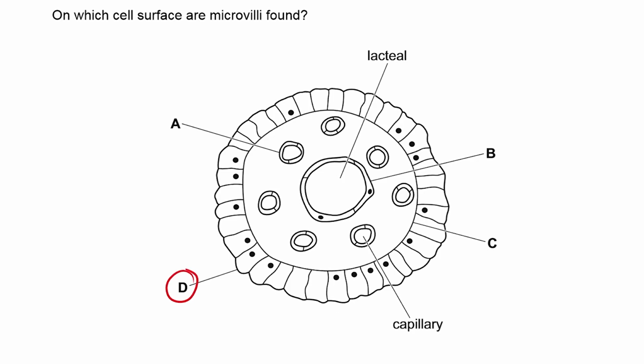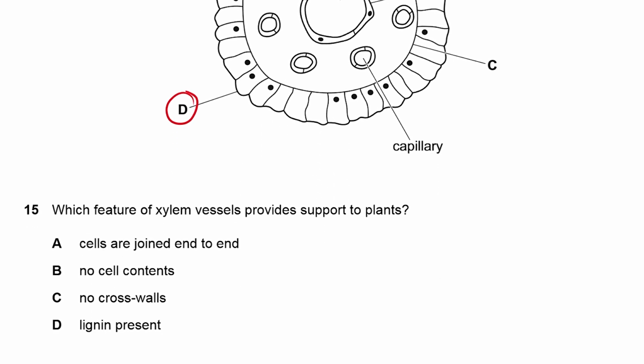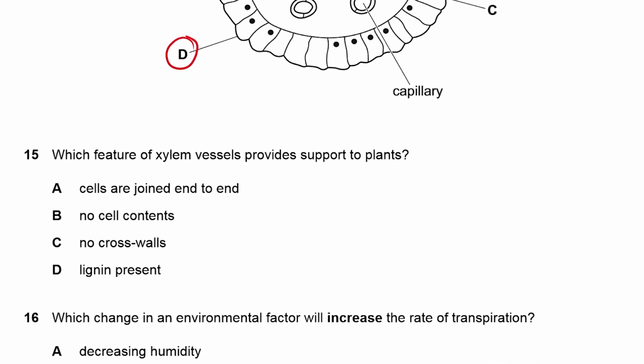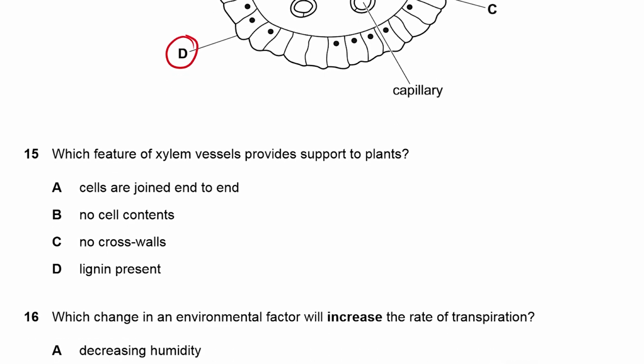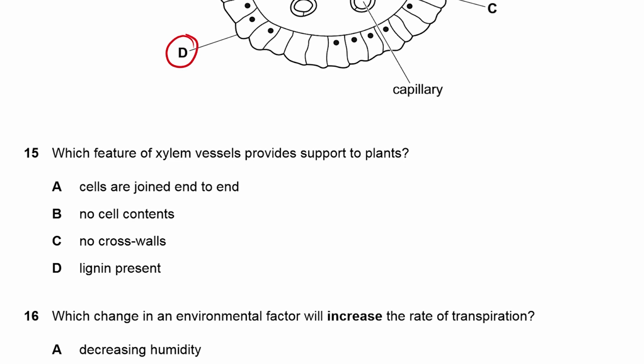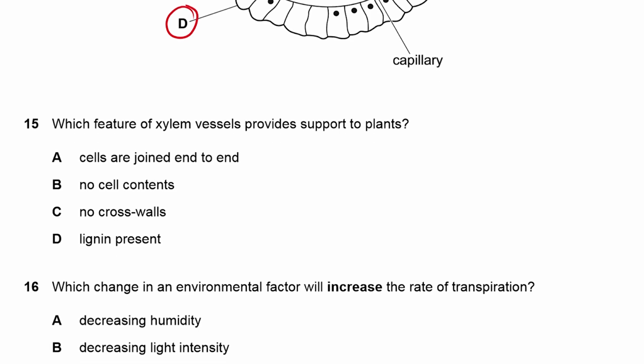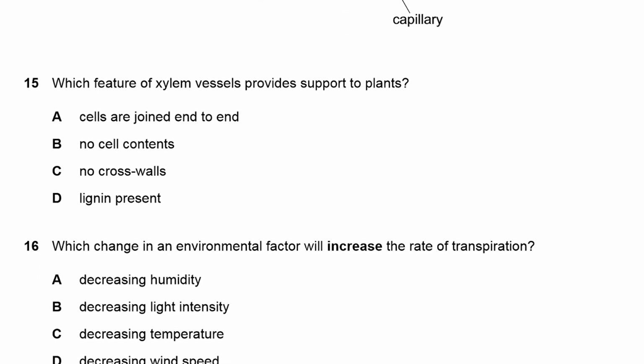Number 15 says, which features of xylem vessels provide support to plants? Cells are joined end to end. No cell contents. No cell contents allows continuous flow. No cross walls, also so that we can have continuous flow. Lignin present. So lignin is the one that is providing support to the plant. So here we'll choose D.